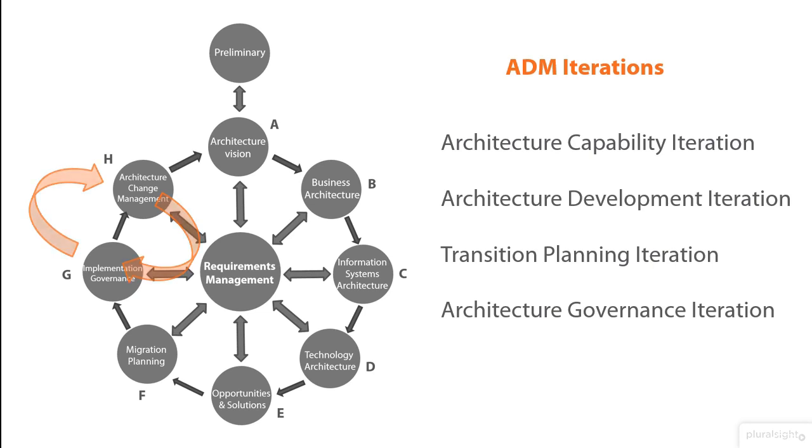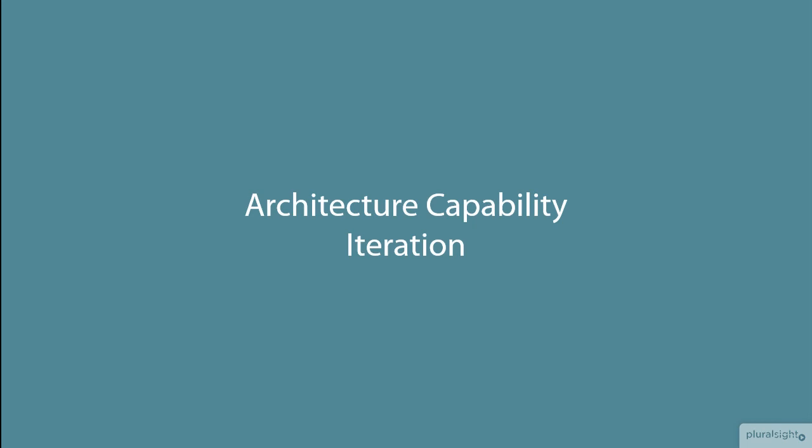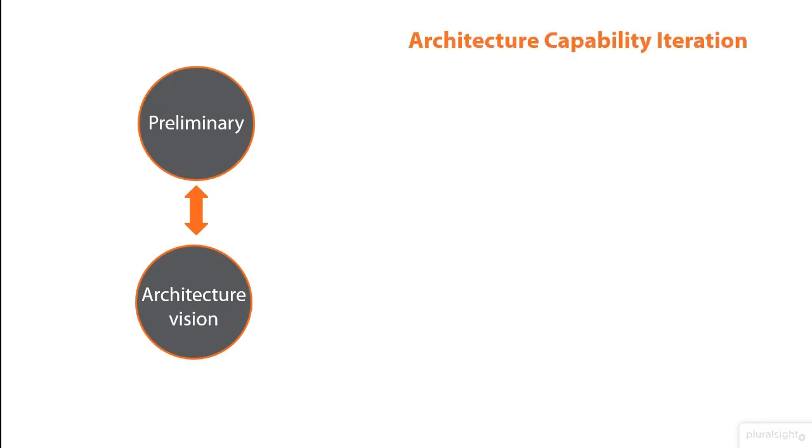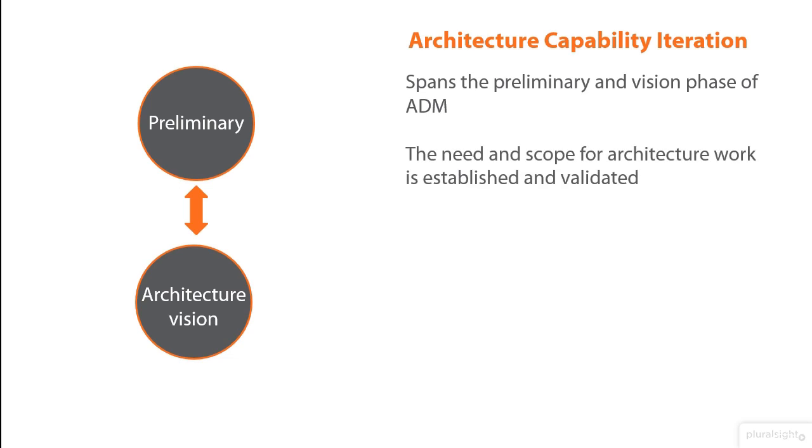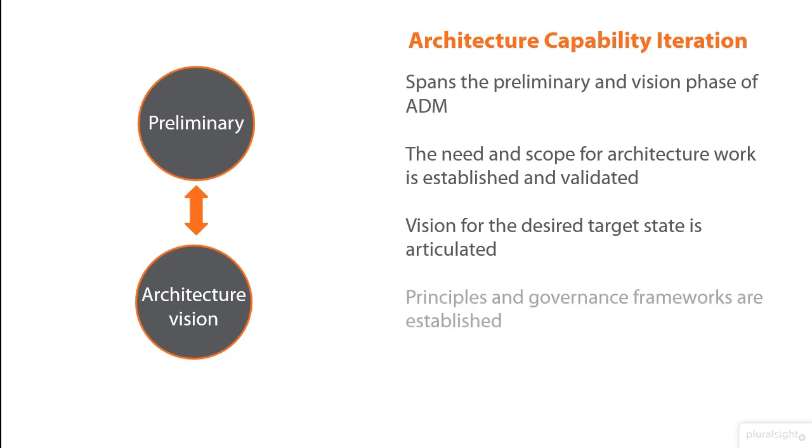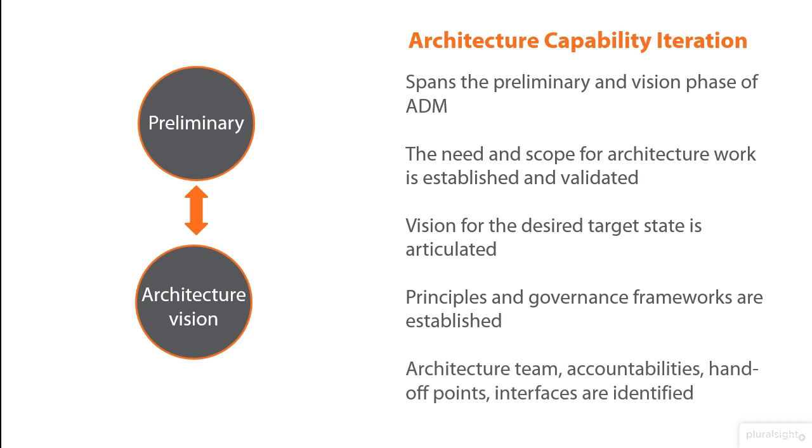phases. So first, the architecture capability iteration. This iteration typically spans the preliminary and vision phases of ADM. In this iteration, the need and scope for architecture work is established and validated. The vision for the desired target state is articulated. The principles and governance frameworks are established. The team is formed, responsibilities, accountabilities, handoff points, and interfaces into other enterprise processes are identified, and the architecture development effort is initiated. Let's look at each of the phases in this iteration individually.